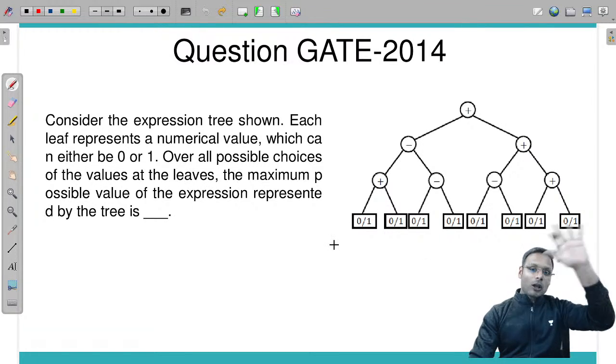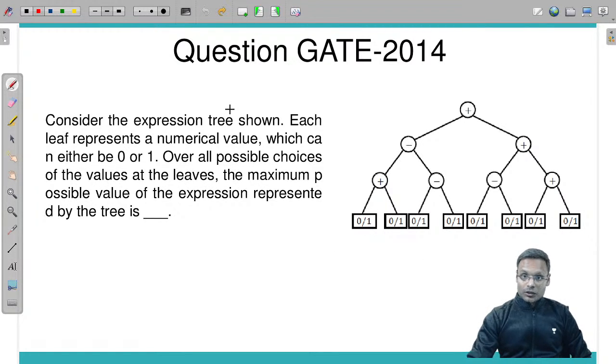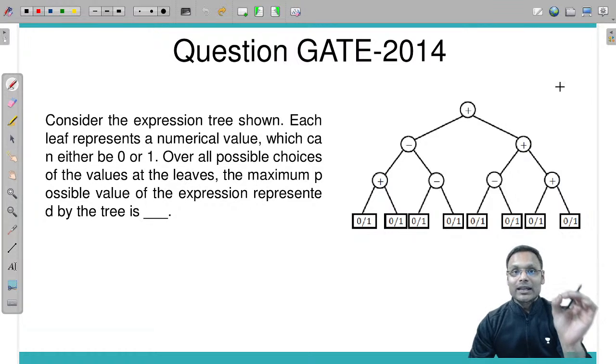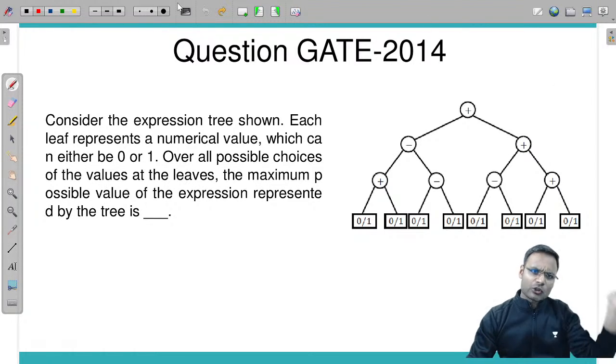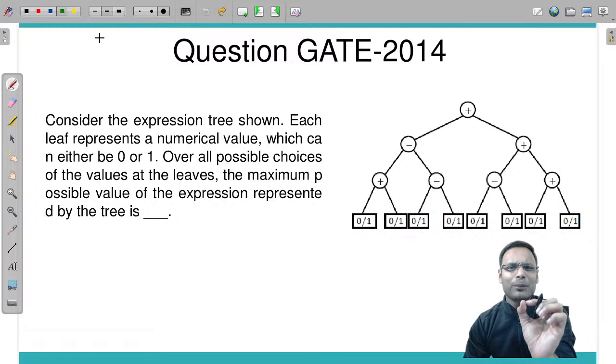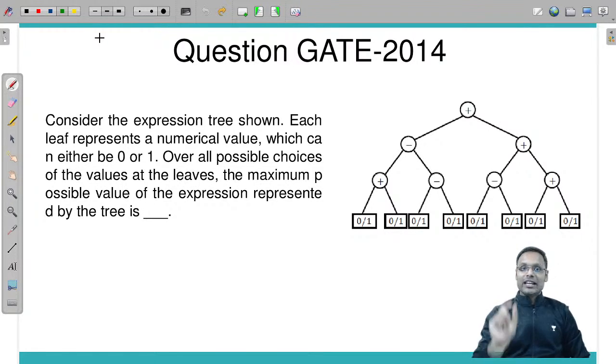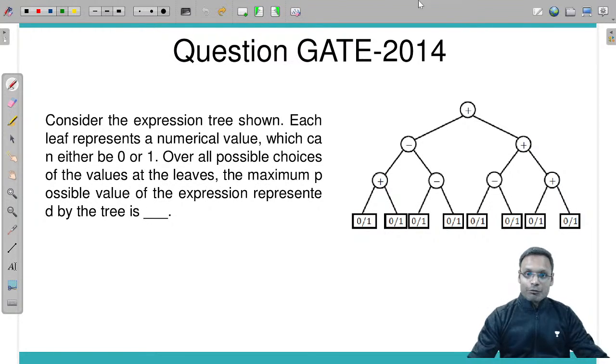So over all possible combinations, you can have 2 power 8 combinations here, just because 8 different values are there, each can be 0 or 1. 2 possible values, right? So what is the maximum possible value presented by this particular expression? First of all, I'll solve it directly, and after that I will tell you a particular way to solve such questions in which the probability of error will be minimum. First of all, let's solve this.